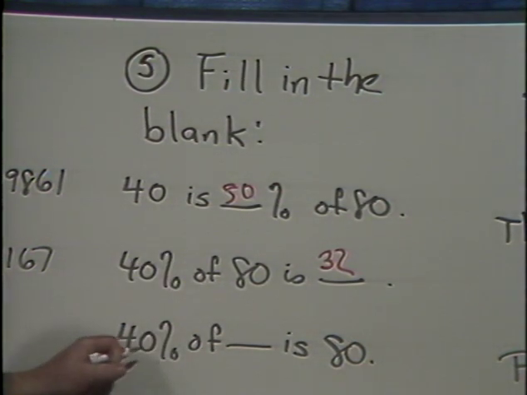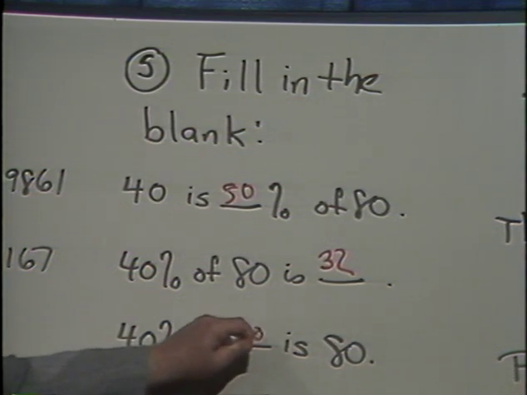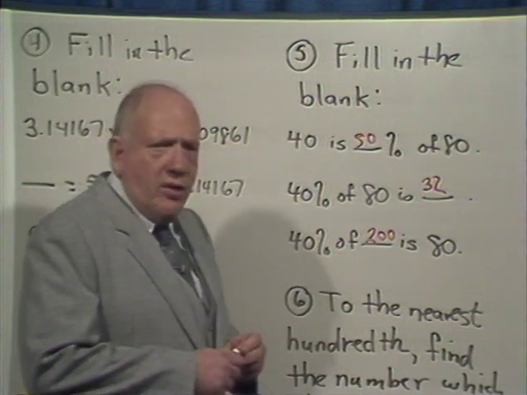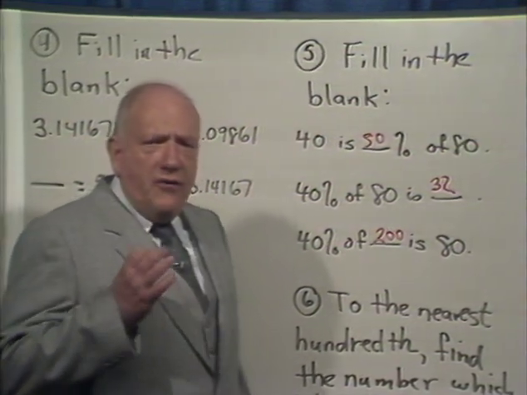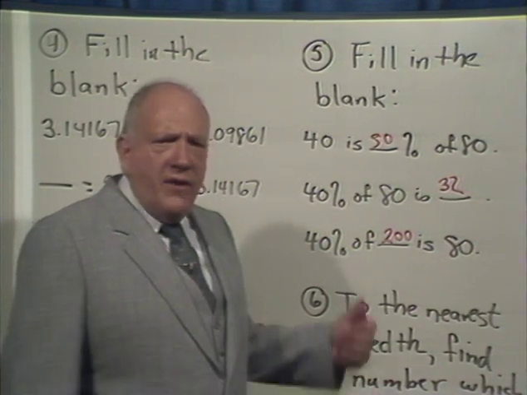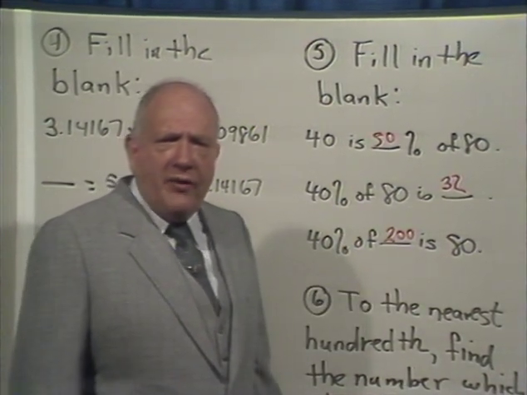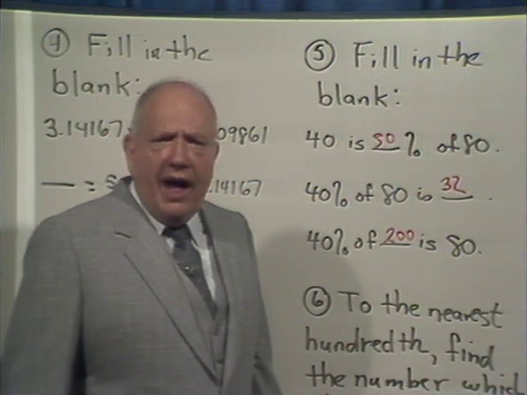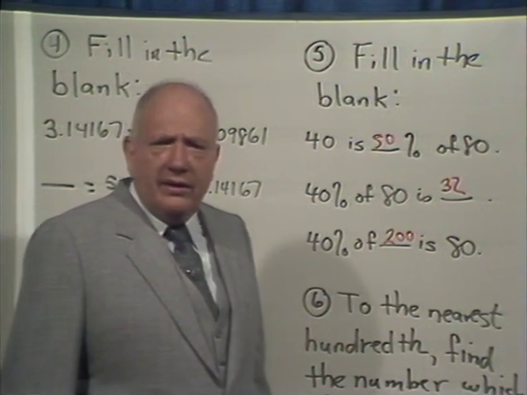The third part says 40% of what number is 80? Well, if 40% is 80, 1% must be 2, and if 1% is 2, 100% is 200. Look how different those 3 problems are, but if you don't understand that difference, how is the calculator going to help you? I've given quizzes like this, and students come up to me and say, I think you gave us the same problem 3 times. I say, tell your calculator.